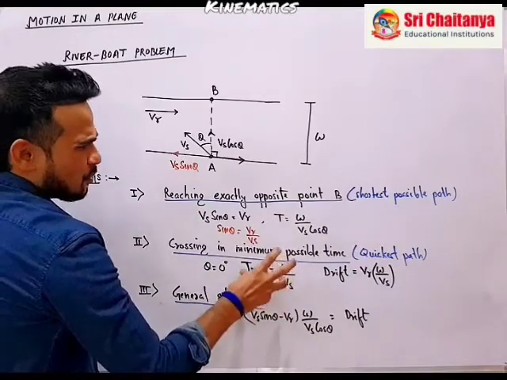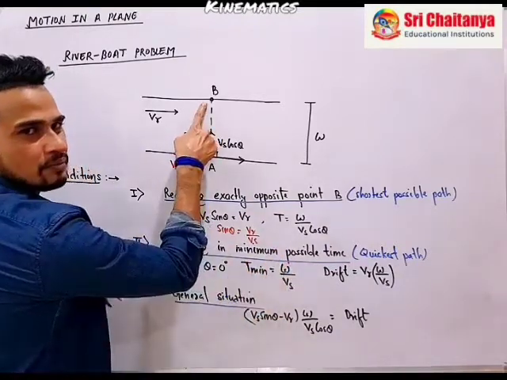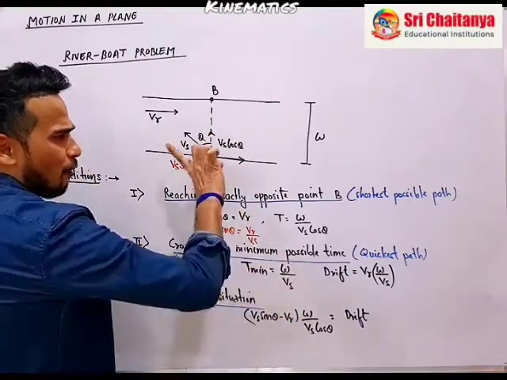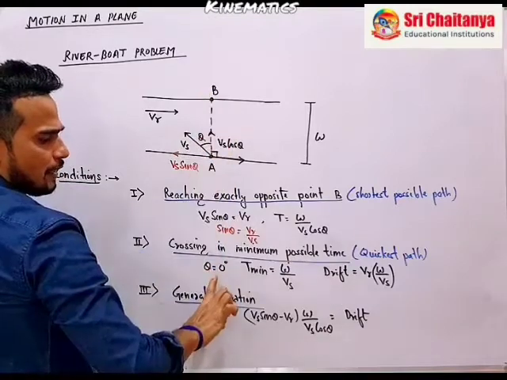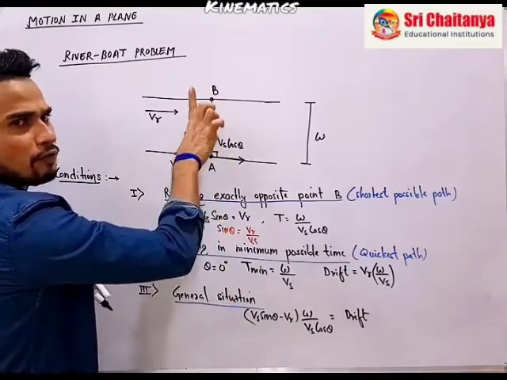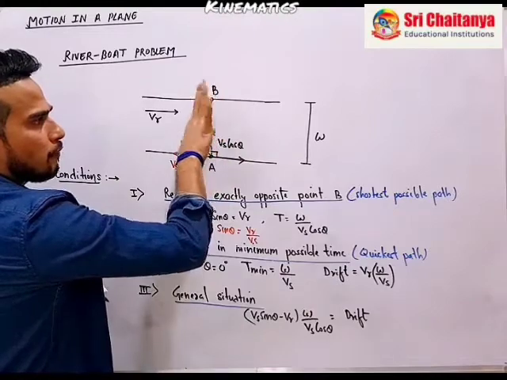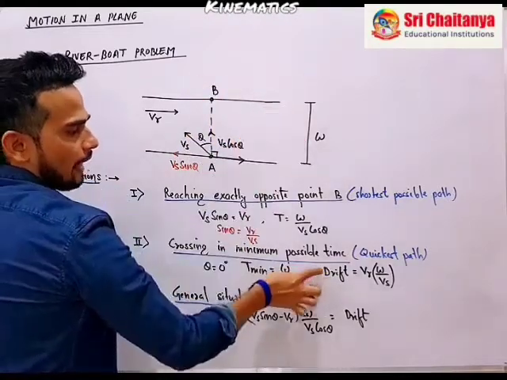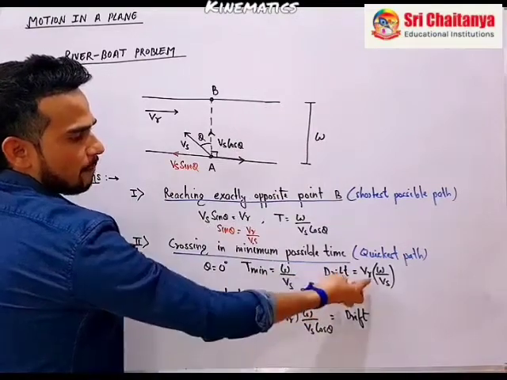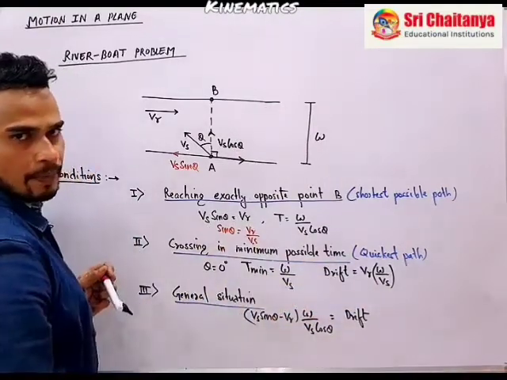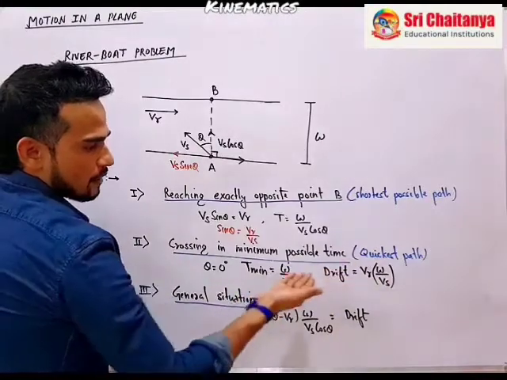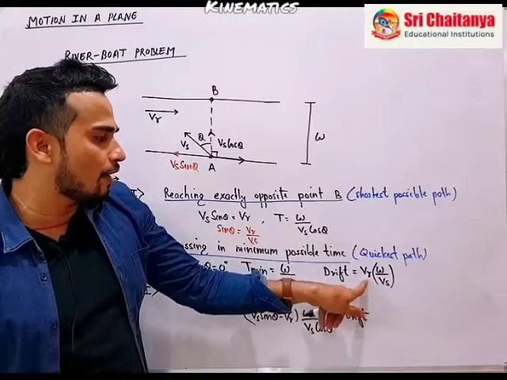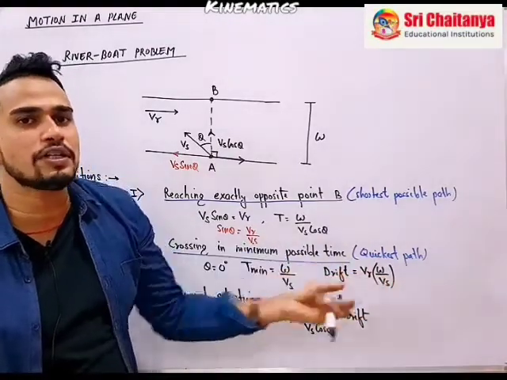But tell me, will your swimmer reach the opposite point? No. He is crossing in minimum possible time, but how will he start? He will start like this. Theta will be 0, meaning he starts perpendicular to the flow. When he starts perpendicular to the flow, due to the river, he will drift, somewhere here. We can calculate that drift also. Who will drift him? The river, with speed Vr, for a time of W by Vs. So the drift will be Vr into W by Vs, speed of drift into time, which gives the distance.